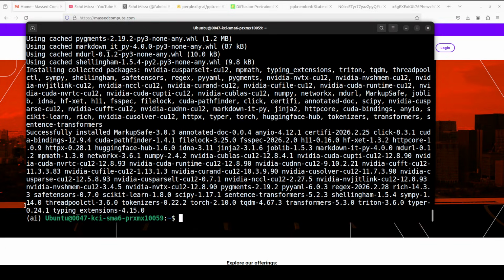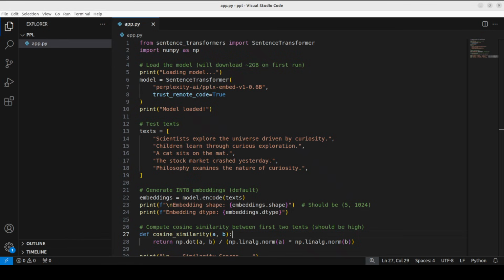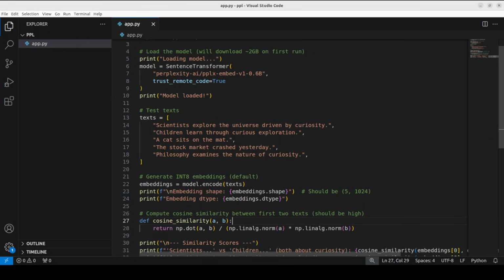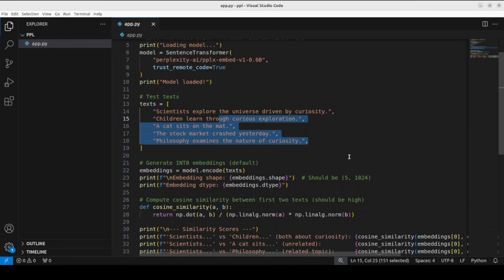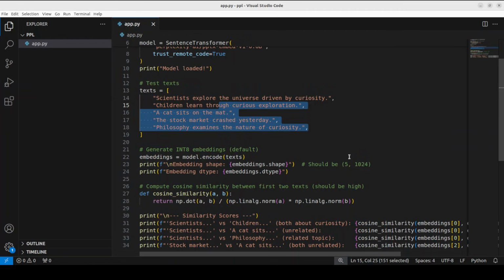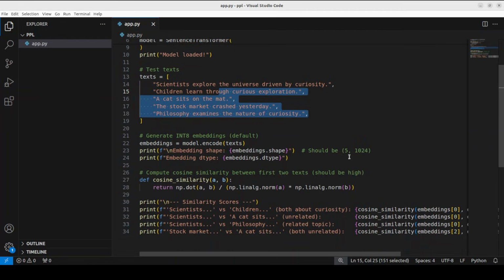Everything is installed. Now let's do the testing. This is a script which I'm going to use in order to test this model. First up, I am loading this embedding model, and the first time it also downloads it from Hugging Face. Then, I'm feeding it 5 test sentences and converting them into embeddings, or numerical vectors, of 1024 dimensions each.